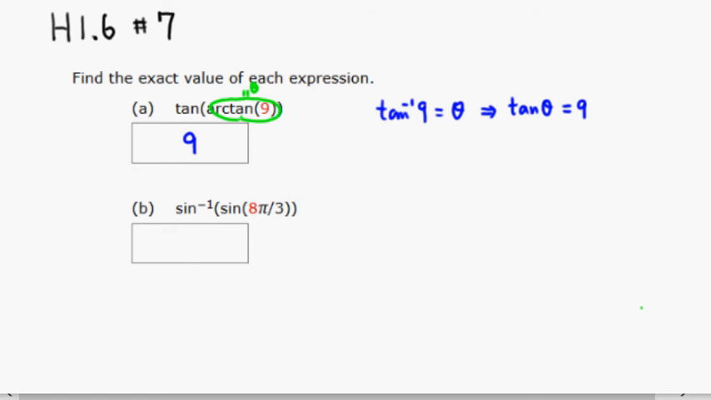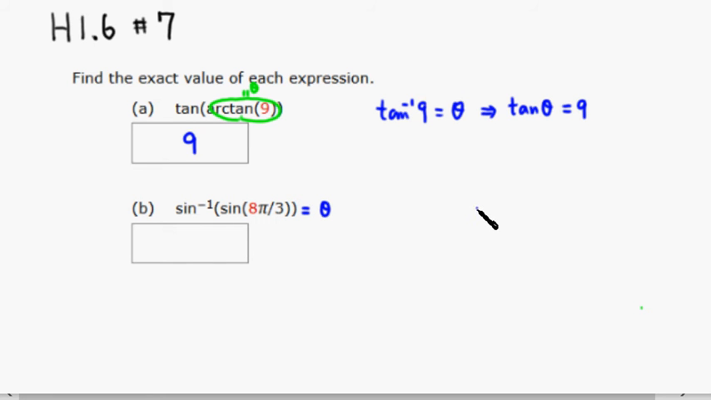Alright, part B. It's the same strategy. Whenever you have arc sine, arc cosine, arc anything, let's call that theta. So I'm going to call the whole thing theta. This is a little tricky. Remember that arc sine has a restriction on its range: the range of arc sine is negative pi over 2 to positive pi over 2.